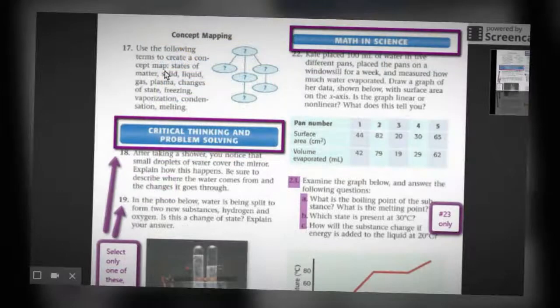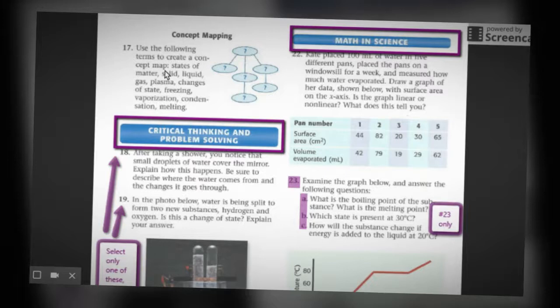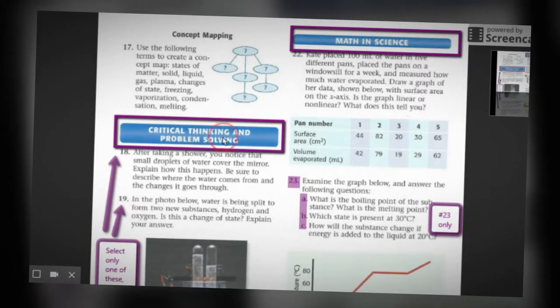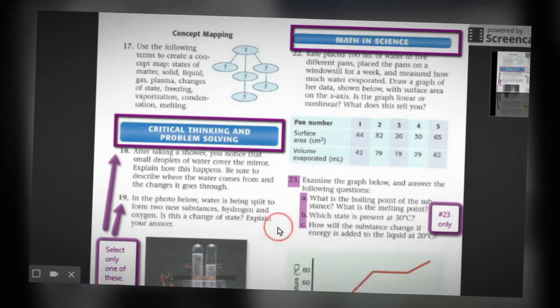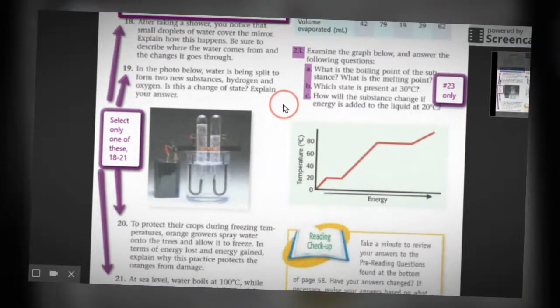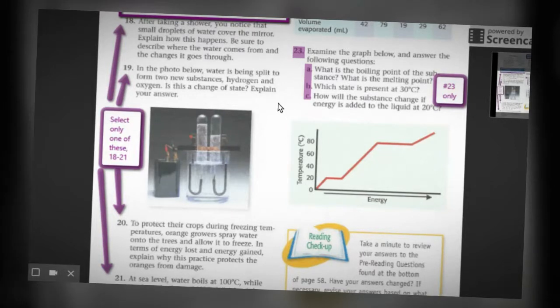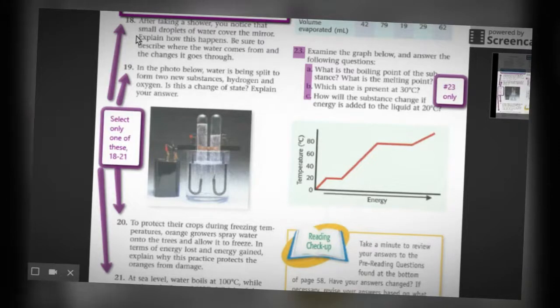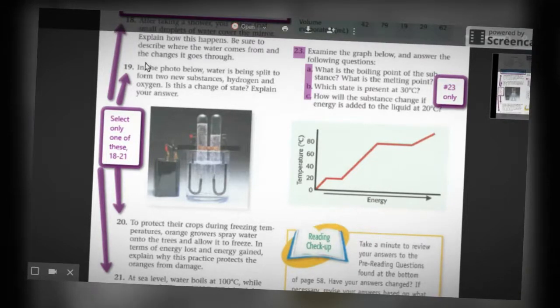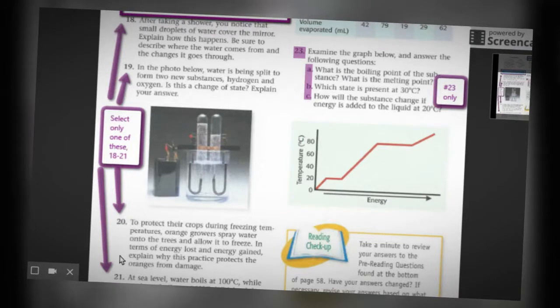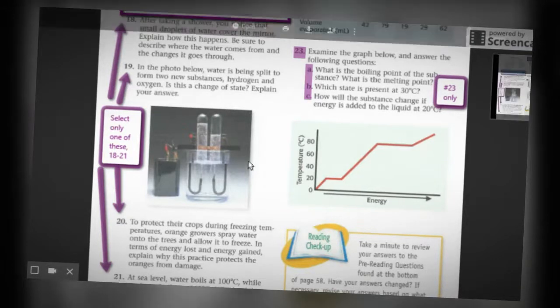You do not need to respond to question 17. We'll be going to critical thinking and problem solving. Here there are 4 questions. You will only need to select one of these to respond to. Please tell us which one you are answering, 18, 19, 20, or 21.